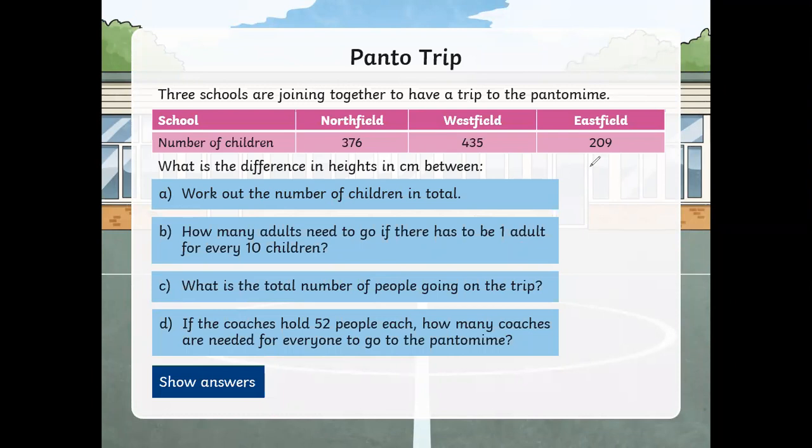So that is an addition question. So we're going to have 376 plus 435 plus 209.